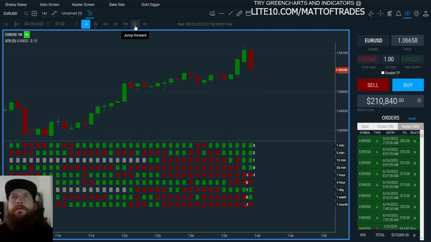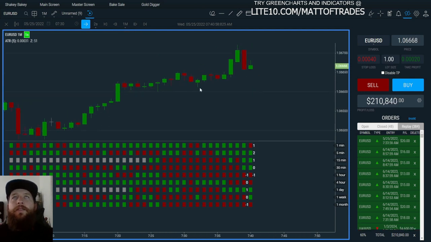Okay, we won that one real quick. That's a good trade. Again, this is a 1 minute chart. And the Echo is actually, the 1 minute chart is actually the only chart that the Echo can be put on. I'm not 100% sure why, but I'm sure they have good reasons as to why that's the case.